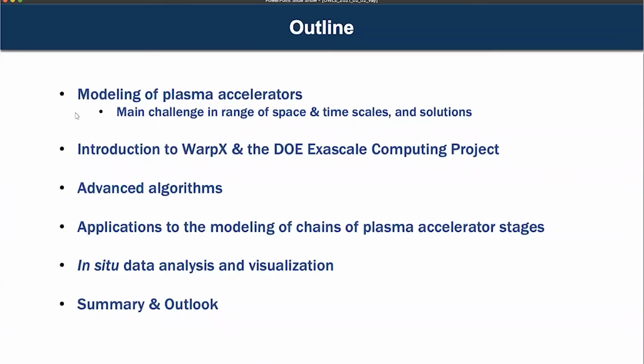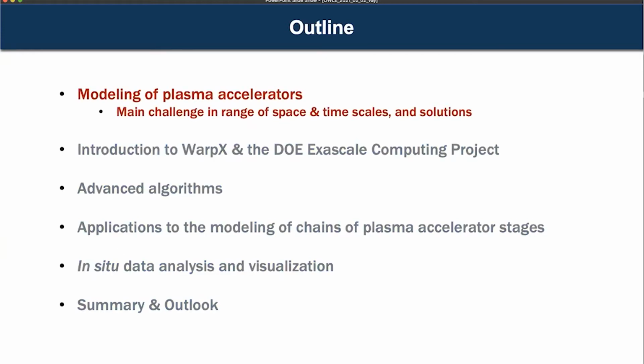So the outline: I will first introduce the challenges in modeling of plasma accelerators, and in particular the main challenge in range of space and time scales, and some solutions. I will then introduce WarpX and the DOE Exascale Computing Project, talk about the advanced algorithms that we have been developing, then show some applications to the modeling of chains of plasma accelerator stages, discuss a bit in situ data analysis and visualization, and then I will summarize.